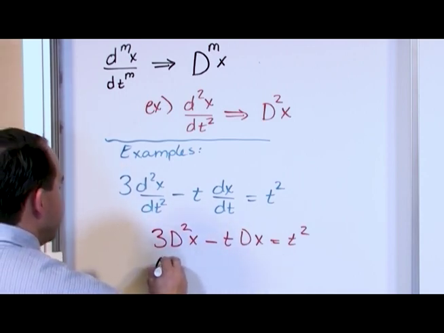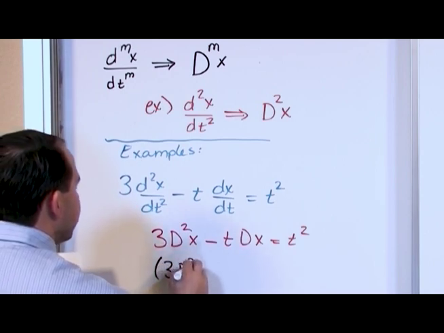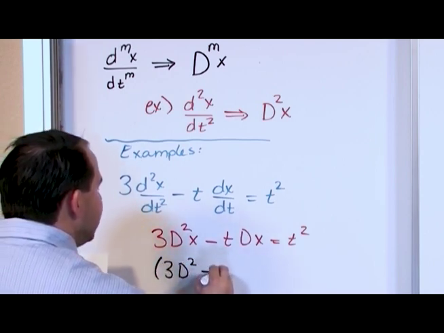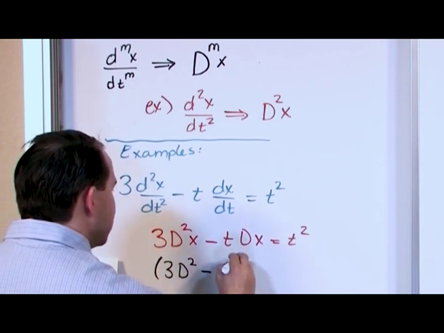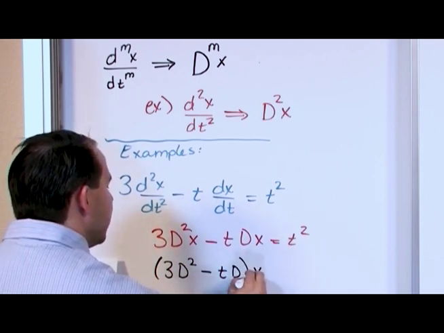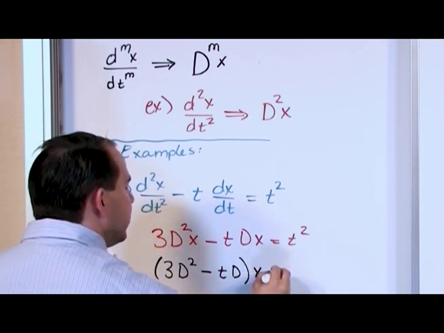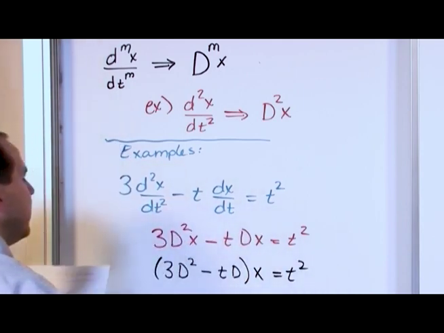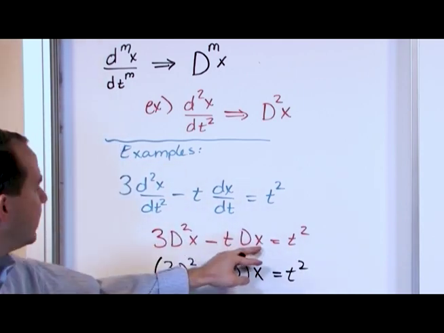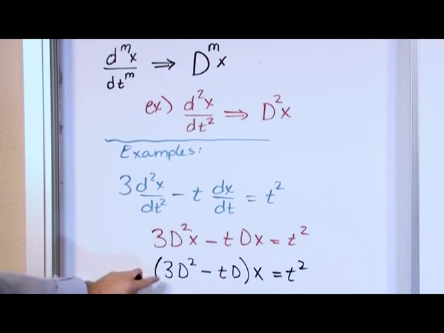Then the way I would do it would be (3D squared minus t times D), close parentheses, x on the outside, is equal to t squared. Make sure you understand that. X was common to both. Instead of pulling it out on the left-hand side, pull it out on the right-hand side. Everything else is basically the same as what we had before.